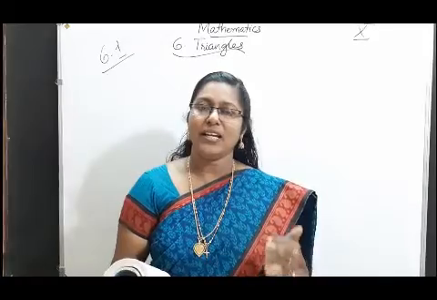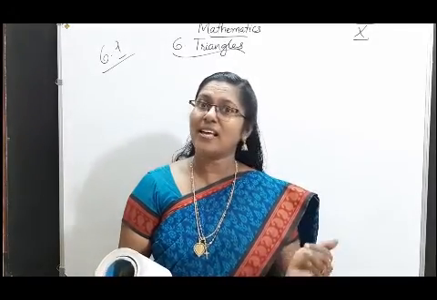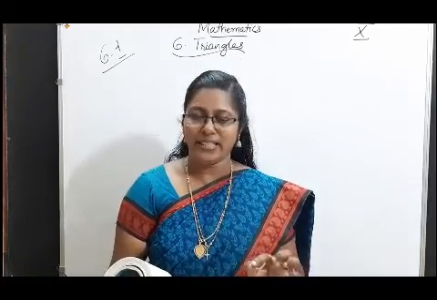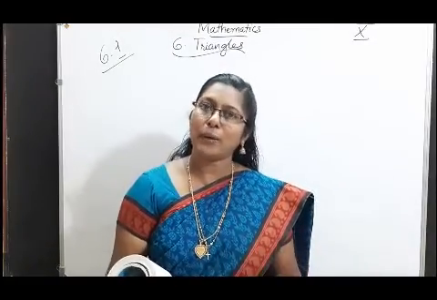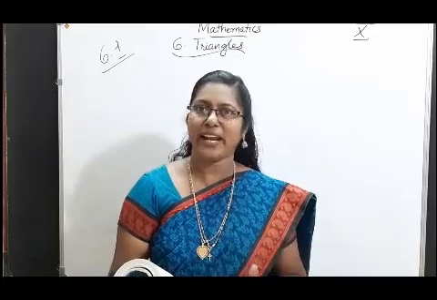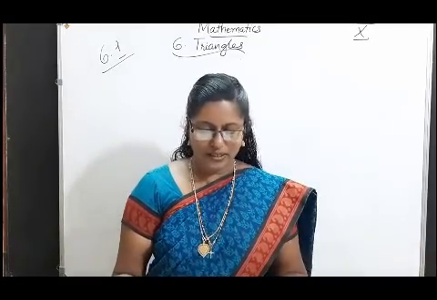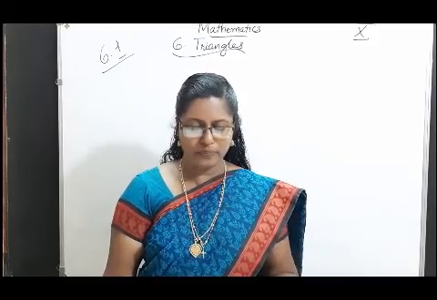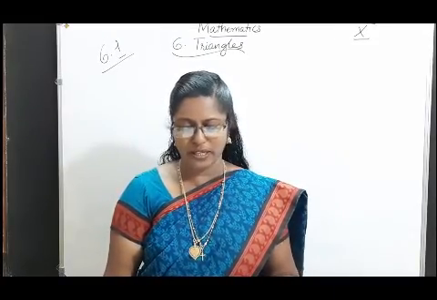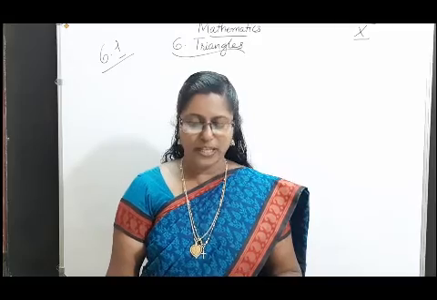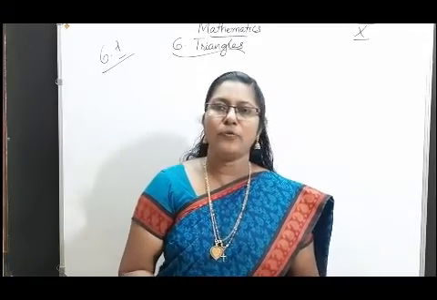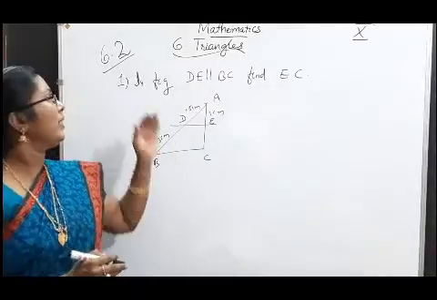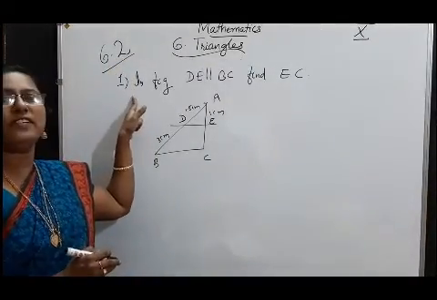You know that if two triangles are similar, their corresponding angles are equal and the corresponding sides are in the same ratio. Then the next question: give two different examples of pairs of similar figures and non-similar figures. That is your homework. Then we can move to exercise 6.2.